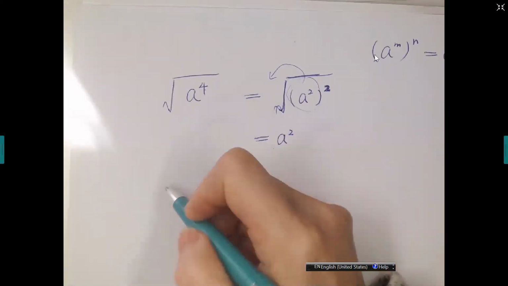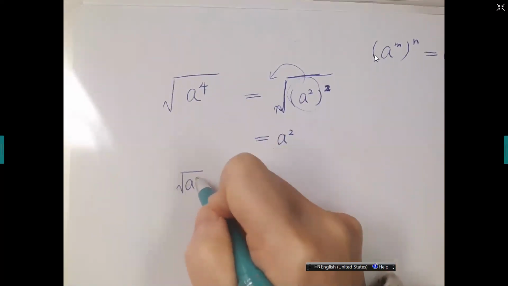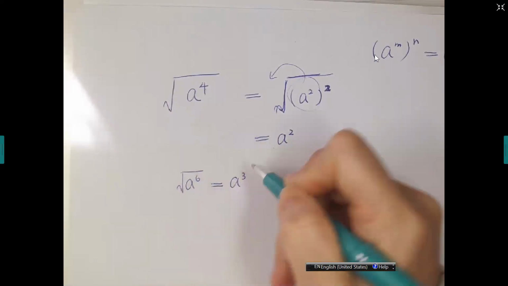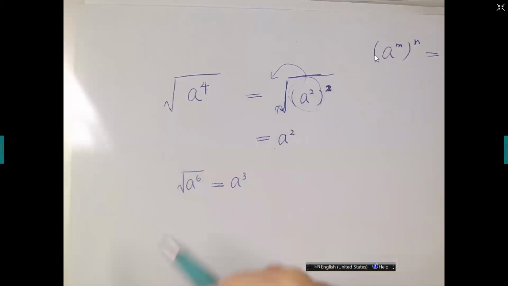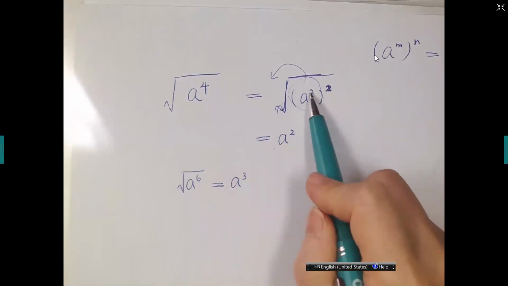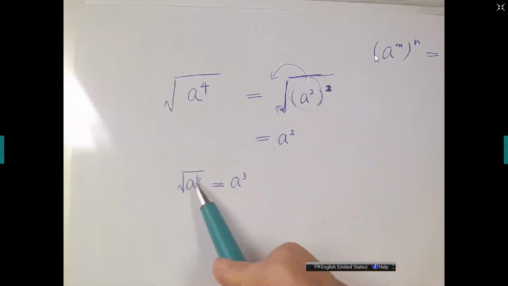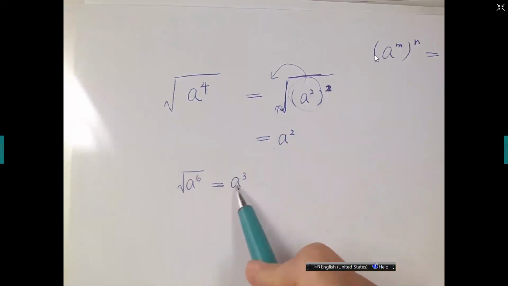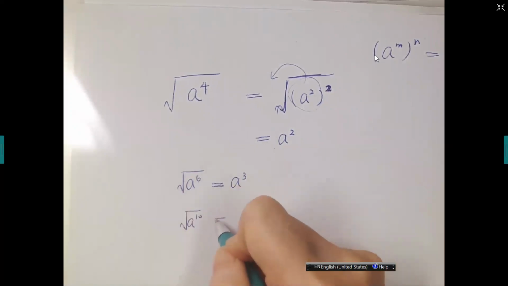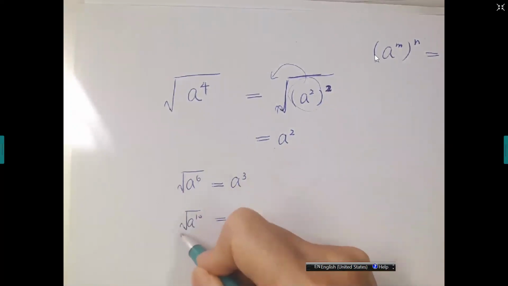Similarly, I want you to remember, if I have a to the sixth, what does this equal to? It equals a to the third. So mainly you just divide the exponent by 2. So the square root of a to the sixth equals a to the third. If I have a to the 10th, what does it equal? The square root of a to the 10th is a to the 5th.